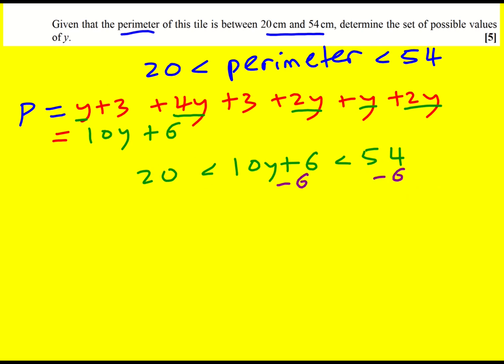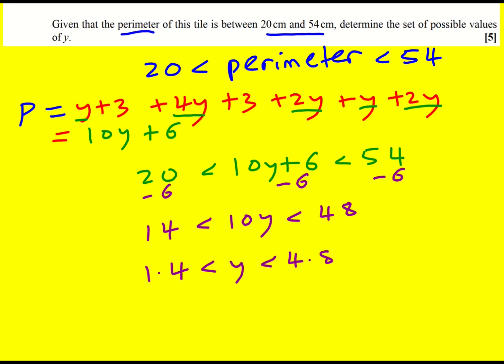So if I minus 6 from each part, I'll get 14 is less than 10y, which is less than 48. And now I can divide through by 10. 1.4 is less than y, which is less than 4.8. Okay, that was neat.